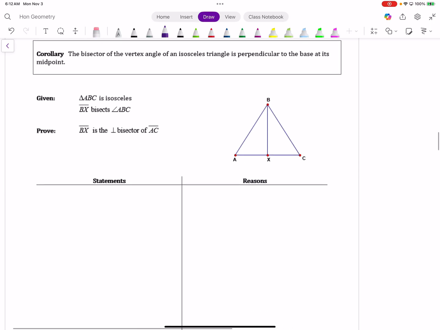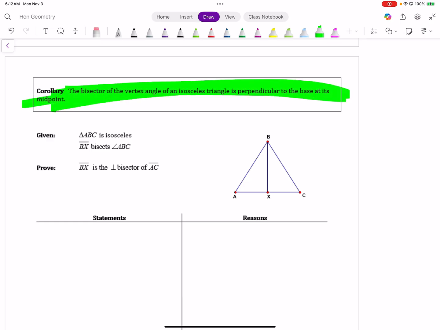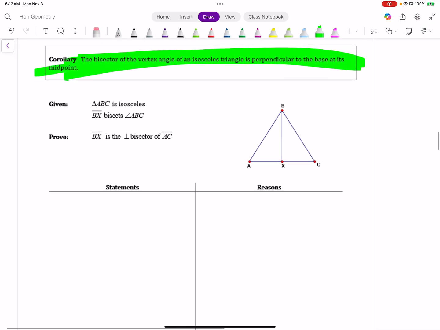And then there's a corollary that goes along with all this. So we're going to prove it. The bisector of a vertex angle is perpendicular to the base at its midpoint. So if we start out, we say we've got an isosceles triangle. So let's do this one thing at a time. Triangle ABC is isosceles. Oop, not counting, Gwen. That's because it's given. All right, so we got that. That's going to make AB congruent to CB, or however you want to say it.